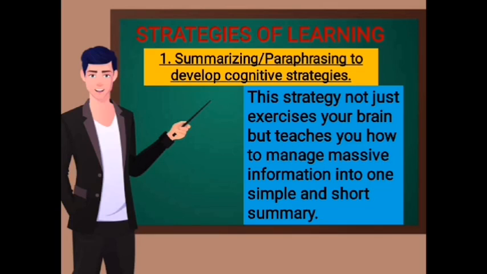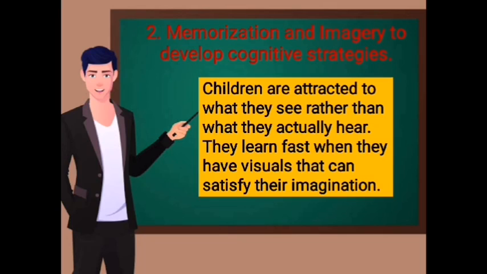In language learning, if you can summarize or paraphrase, it shows that you understand and analyze sentences that you have read. Next is memorization and imagery to develop cognitive strategies. Children are attracted to what they see rather than what they actually hear. They learn fast when they have visuals that can satisfy their imagination. In language learning, memorization and especially imagery is an effective way of learning because it helps us to easily remember things that we have written, seen, or heard.